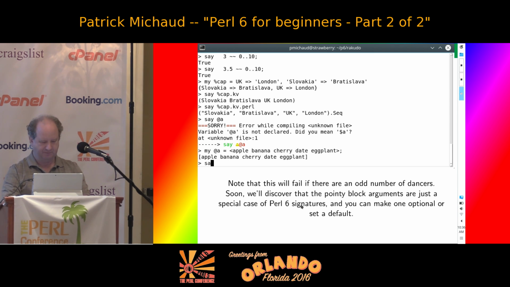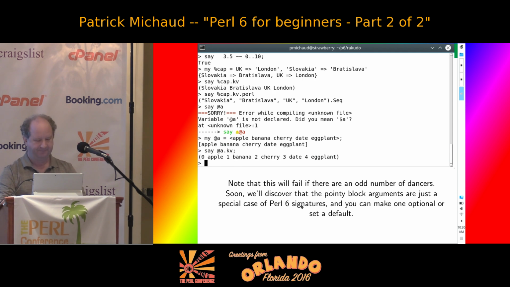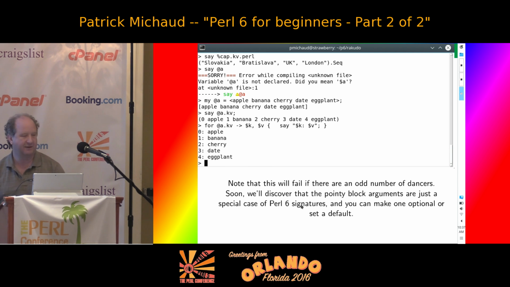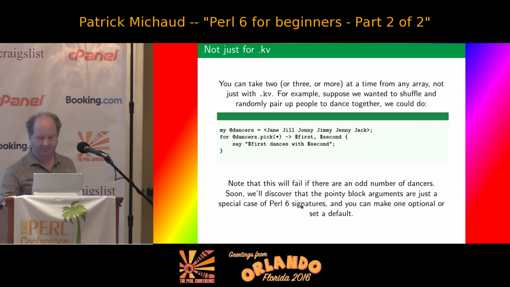By the way, this for each still exists. For each still exists, it's just for. So if I ask for a.kv, you'll see I get the indices and values, and so I can loop through it for a.kv into key, and I tend to do just key and value. Like so, and you can see I get the indexes and values very, very easily that way. Alrighty. So you can take 2 or 3 or more.